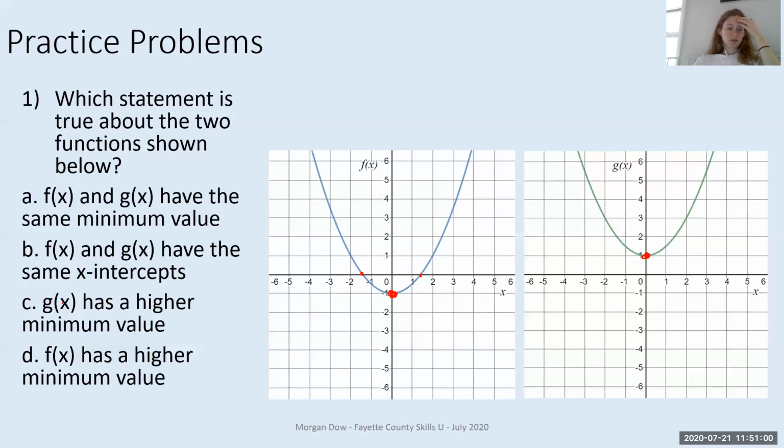Choice C, it says g of x has a higher minimum value. So g of x has this minimum value of 1. F of x has a minimum value of -1. So choice C actually looks true, looks pretty good so far, but let's just take a look at choice D here. Choice D says f of x has a higher minimum value. And that's not true, that's the opposite statement. So we would go with choice C here. G of x has a higher minimum value. It's sitting up a little higher on its graph.